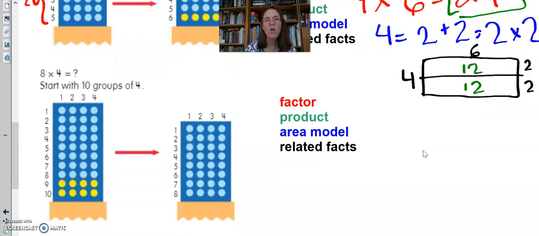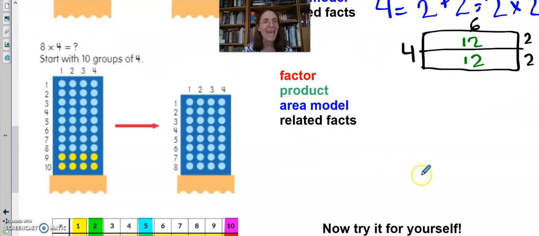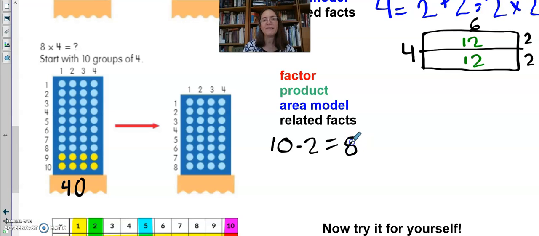Or in this problem, we can even bring in tens. Because remember from yesterday how you already know how to multiply by tens? You're so good. So here they have this lovely array model of 4 times 10, which you know is 40. But I don't want to know 4 times 10. What I want to know is 8 times 4. But remember, I know that 10 minus 2 equals 8. So if I took away 2 of those 4s, could I be down to 8 times 4?